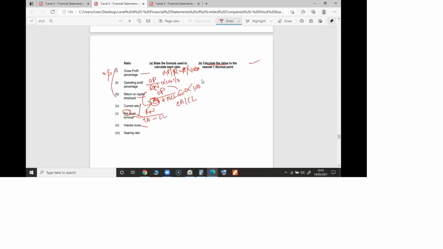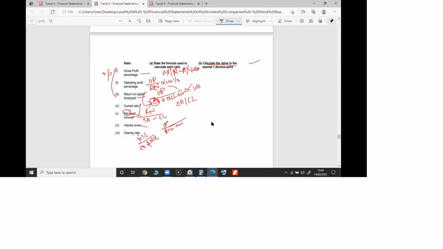Interest cover. So how many times the profit can cover the interest? Operating profit divided by interest or finance cost. Gearing ratio, debt over equity. You remember? Debt over equity means non-current liability divided by debt plus equity, basically for your exam. Non-current liability divided by equity plus non-current liability, NCL, non-current liability. That's it. You remember this, you can find it. Okay, I will check your knowledge here.